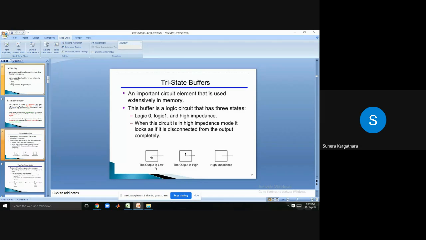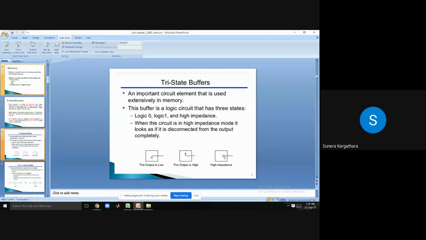You can see here the logic is low. Why? Because it is connected to ground. The logic is high because it is connected to VCC, maximum voltage. Here, it is in between: no logic 0, no logic 1. So it can be considered the high impedance state.